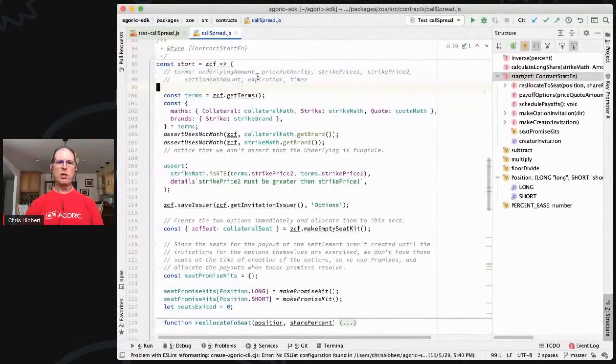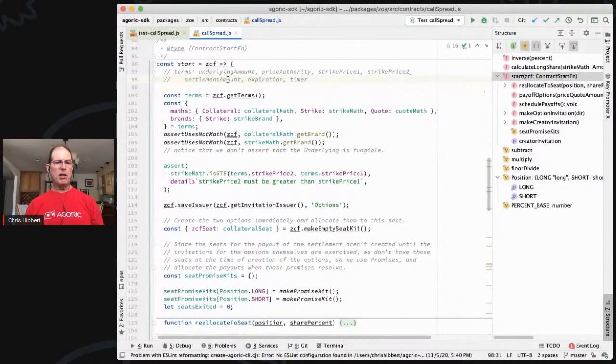As Joe talked through it, there's an underlying amount. We need to get access to a price authority to tell us what the price is. We have an expiration time and a timer. There's K1 and K2, which are strike price 1 and strike price 2. And the settlement amount can be in a different currency. As Joe referred to, you can do this in 2 currencies, or you can do this in 3.